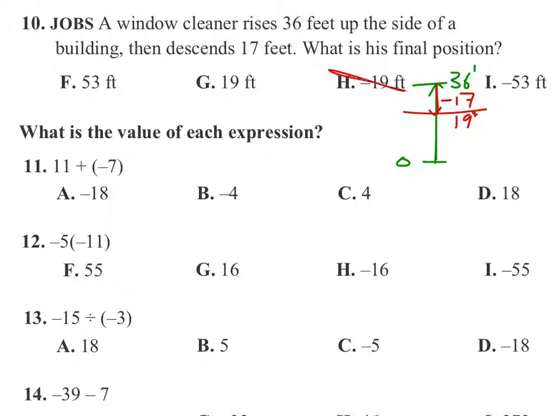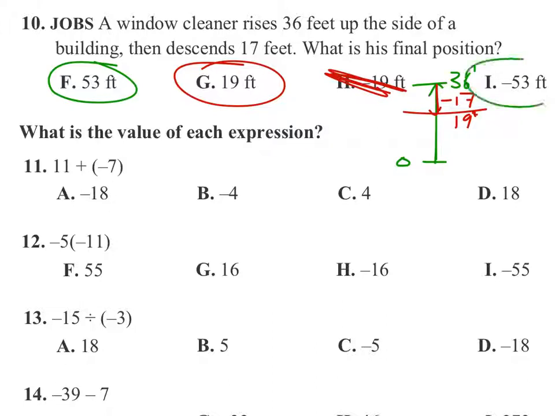And so this person now is 19 feet, but it's above the ground. So the negative one is not going to work. It's got to be G. So why are they putting 53 on F and I? Because then you would maybe add those together, but those are no good. It's not F or I. It's G.